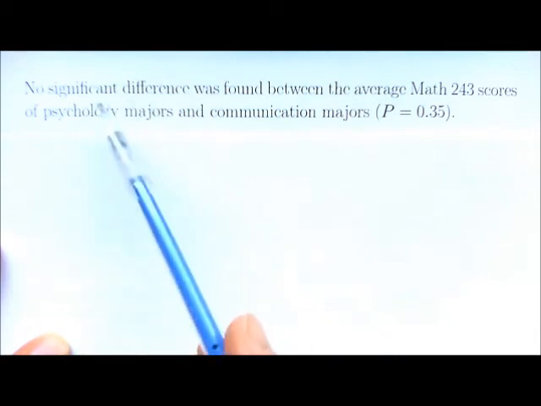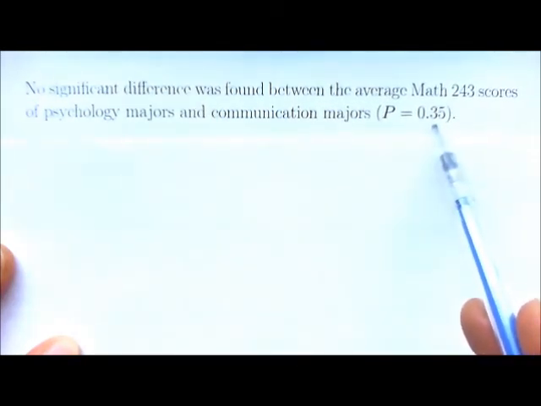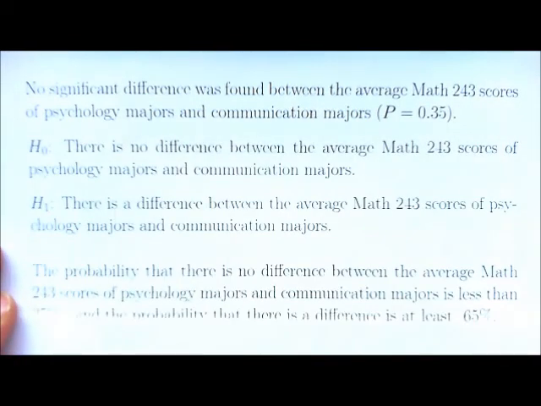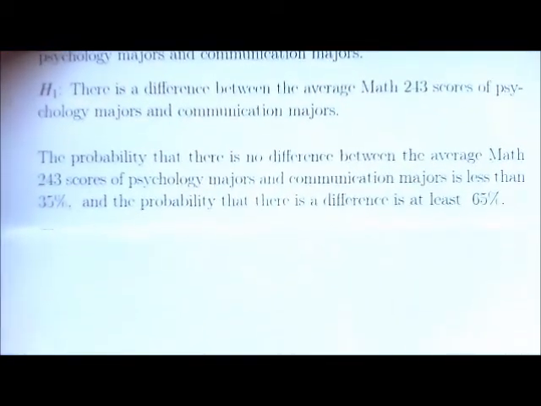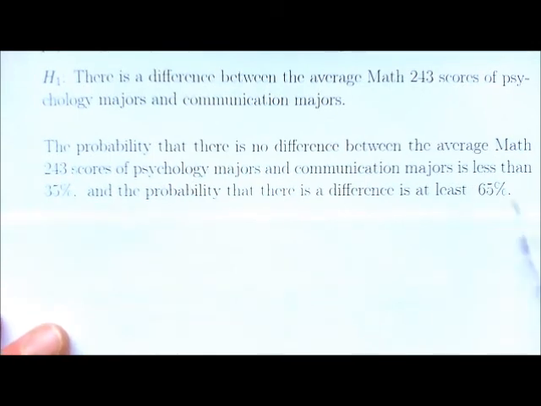The null hypothesis would be that there is no difference between average Math 243 scores of psychology majors and communications majors. And this p-value is the maximum probability that there is no difference. So there's a probability of 35% or less that there is no difference. There'd be the complementary probability of 65% chance that there is in fact a difference. So we indicate those two things here. The probability that there is no difference is less than 35%, and the probability that there is a difference is at least 65%.